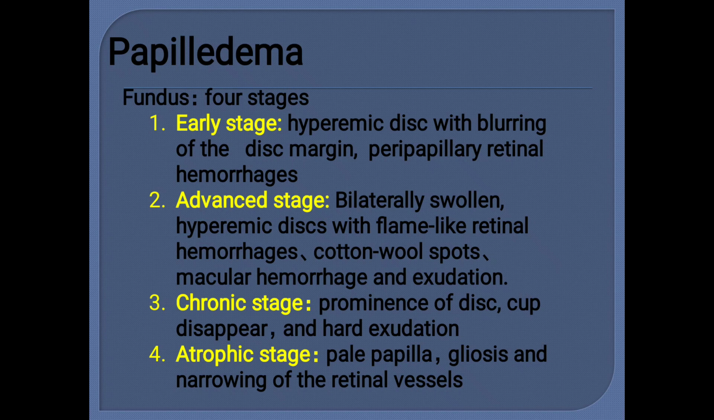So these are the 4 stages of papilledema. In early stage, there will be hyperemic disc with blurring of disc margins and peripapillary retinal hemorrhages. In advanced stage, there will be bilaterally swollen and hyperemic disc with flame-like retinal hemorrhages, cotton wool spots, macular hemorrhages, and exudates. In the chronic stage, the prominence of cup and disc will disappear, the hyperemia will reduce and there will be hard exudates. And in atrophic stage, the optic disc becomes atrophic, the neuroretinal rim becomes pale, and there will be gliosis and narrowing of the retinal vessels.